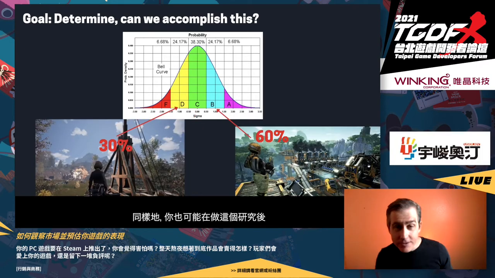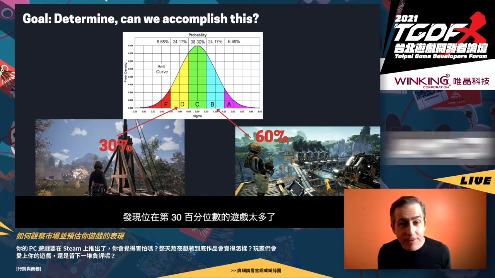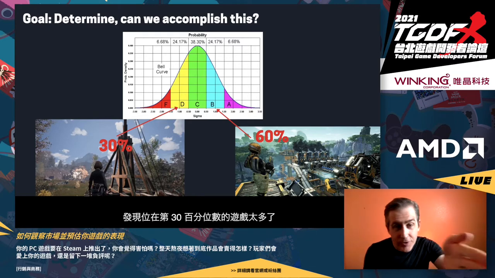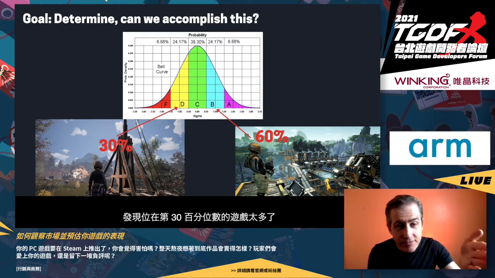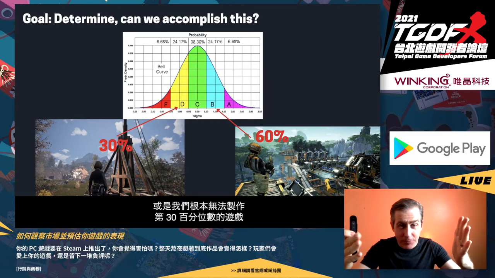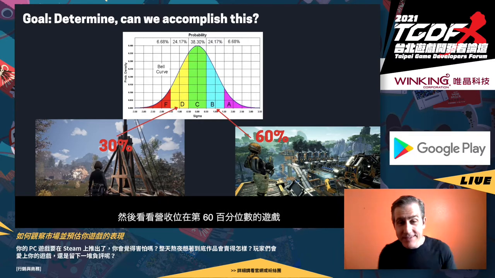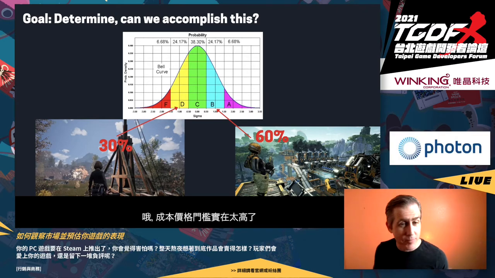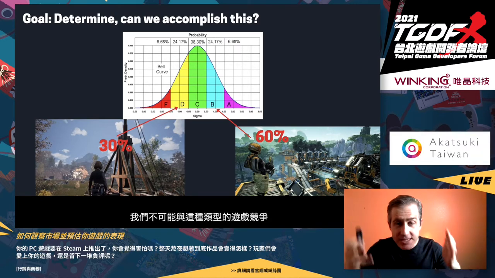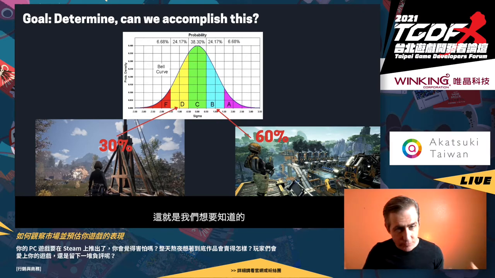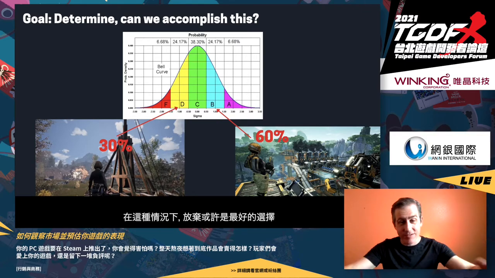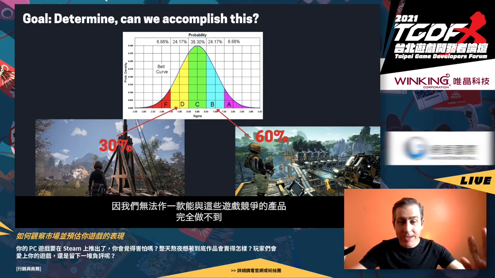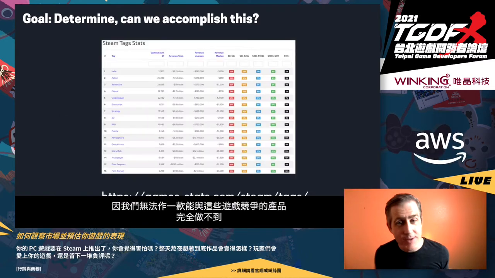That's what we're trying to do here. Now, alternatively, you could do this research and find out that the game that earns at the 30th percentile is way too busy. Like, whoa, we can't even make the game that's at the 30th percentile. And look at the game that's at the 60th percentile of earners. Oh, we are way priced out of this market. There's no way we could compete with this genre. So in situations like this, it might be best just to step away and say, you know what, we can't make a game to compete with these. We just can't do it.